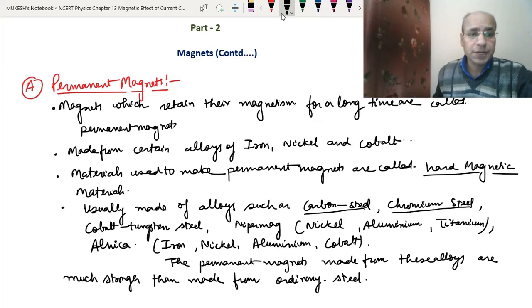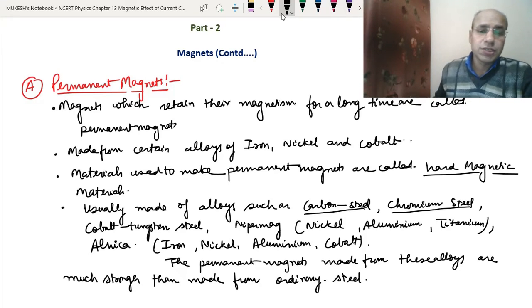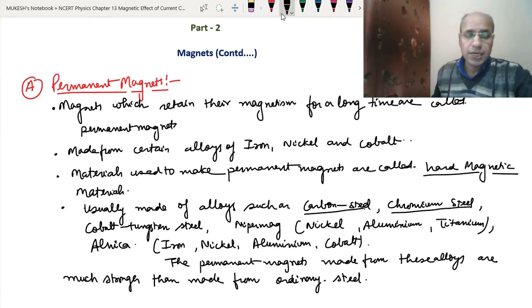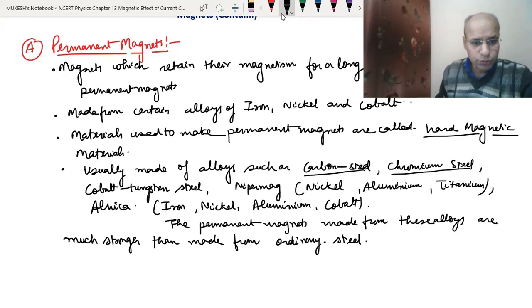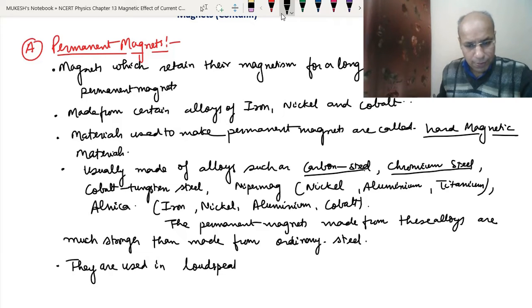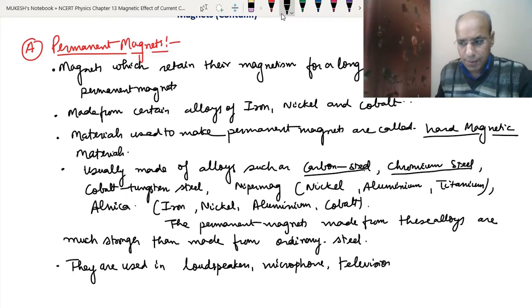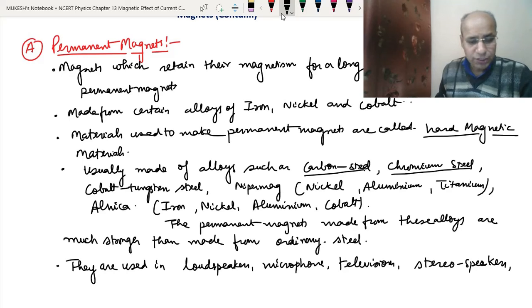Now, where are the permanent magnets used? Basically, we use them in loudspeakers and microphones. There are many uses that you can find surrounding yourself. They are used in loudspeakers, in microphones that we use to record the voice or to speak, in televisions, and stereo speakers. Permanent magnets are also used in refrigerator doors, because they close automatically. Okay, because it contains the magnets.